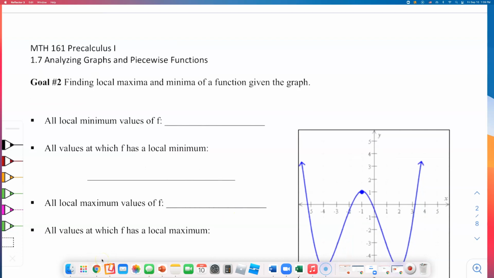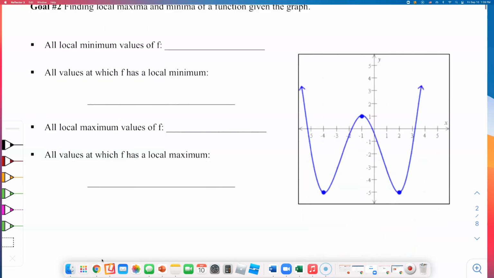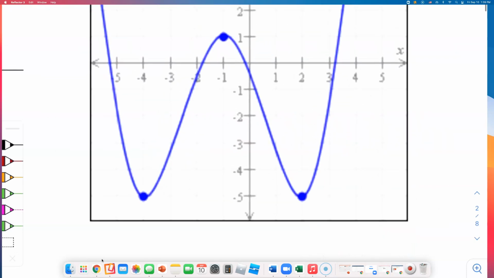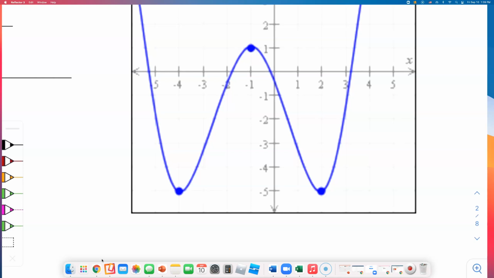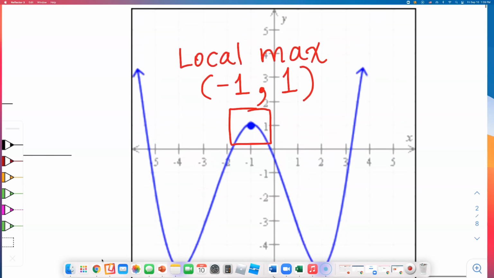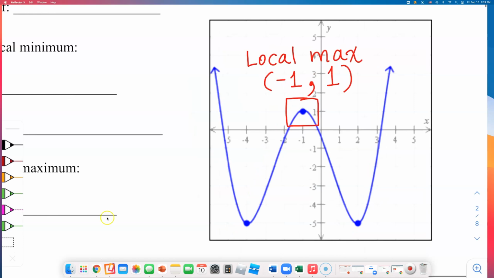In this video, we are finding local maxima and minima of a function given the graph. So in this W-shaped graph, we can see that we have one local maximum whose coordinate is -1, 1. Oh, sorry. So the x-coordinate is -1, the y-coordinate is 1. So this is the local max.